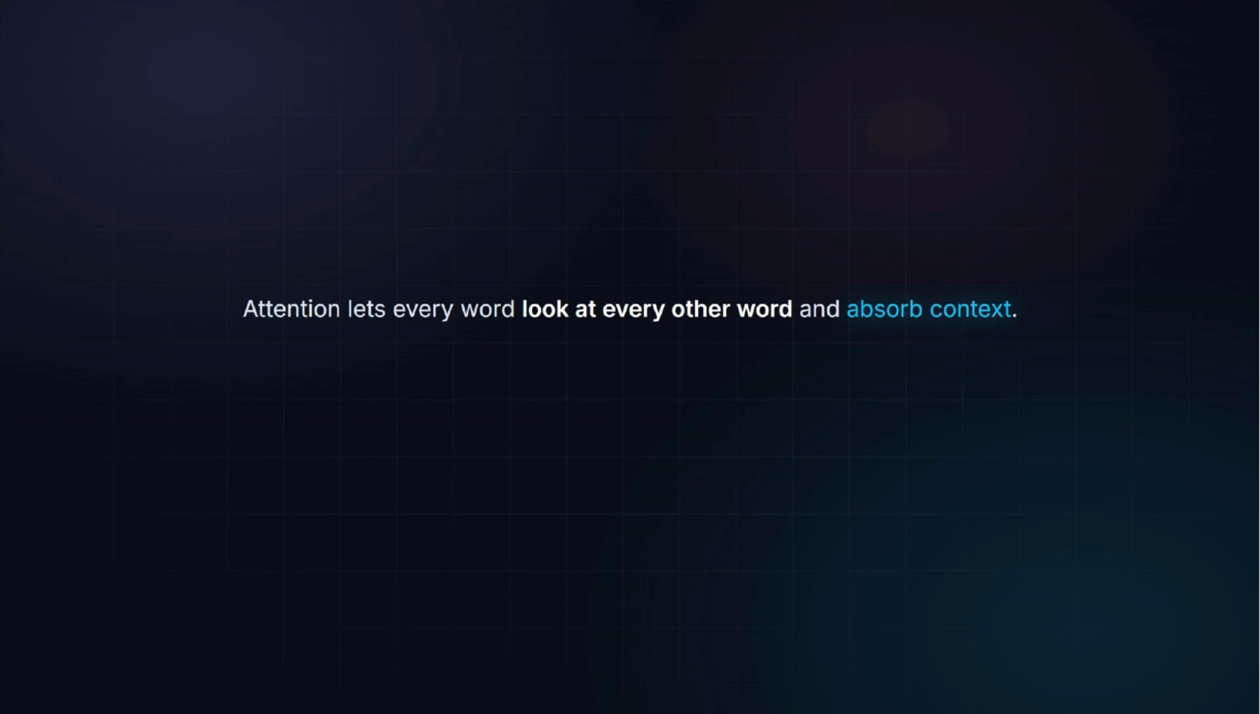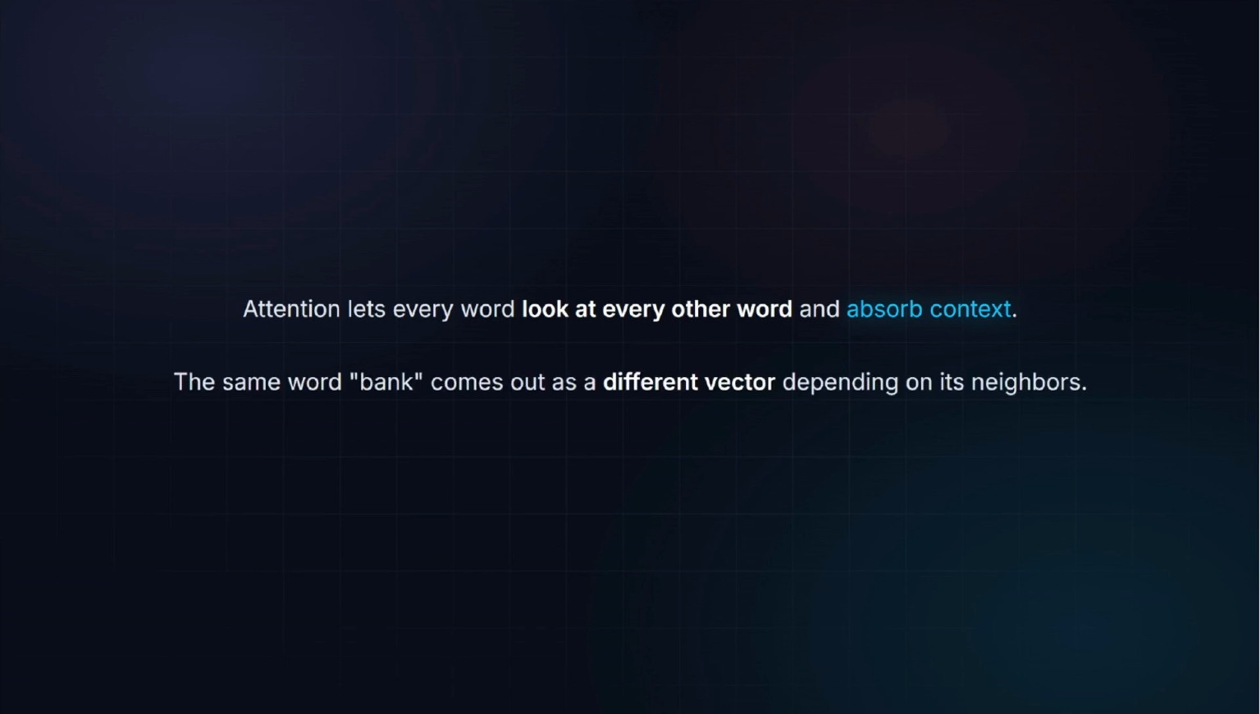Here's the one-sentence version. Attention lets every word look at every other word in the sentence and absorb context from them. So the same word bank comes out as a different vector depending on the words around it. Its meaning is computed on the fly, not looked up. And it does this through 3 roles every word plays at the same time: query, key, and value. By the end, you'll know exactly what each one does.